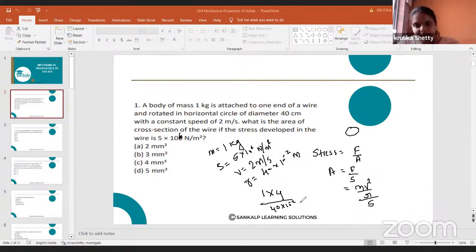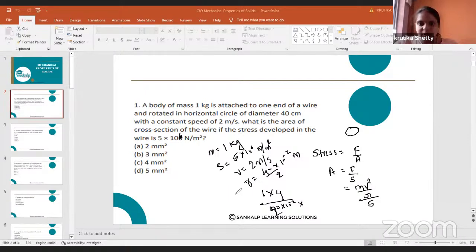Next, substitute the stress value. Since this is the diameter, to take the radius you have to divide by 2, so take it as 20. So 20 into 10⁻², that is nothing but 0.2. So this should be 20 here, it is not 40, it is 20. So 20 into 10⁻² into the stress value. If you substitute mass as 1 kg, v² as 4 and radius as 20 into 10⁻², then the stress value is 5 into 10⁻⁶.